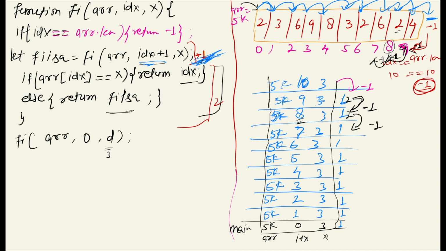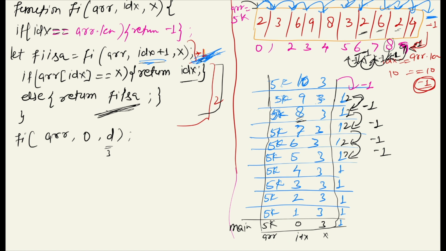Again line number 2 executes for index number 7, so it will check array of 7, which is 6, is not equal to x, which is 3, so it will again return -1 to index number 6. Then line number 2 executes for index 6: array of 6, which is 2, is not equal to x, which is 3, so both are not equal, so it will again return -1, which is this statement. So it will return to index 5, and it is returning the -1 value.